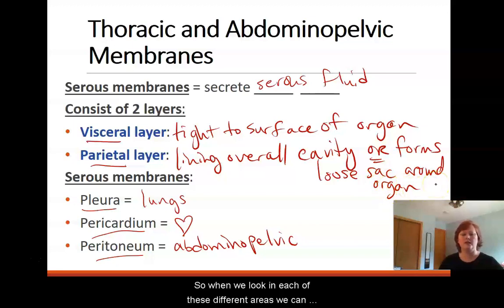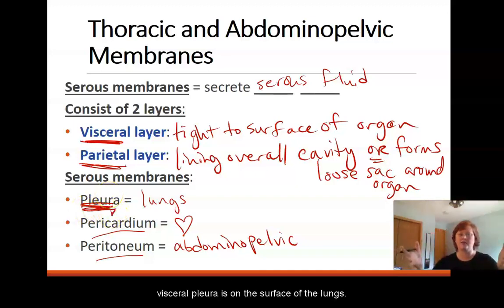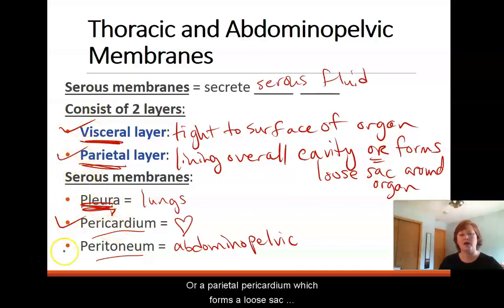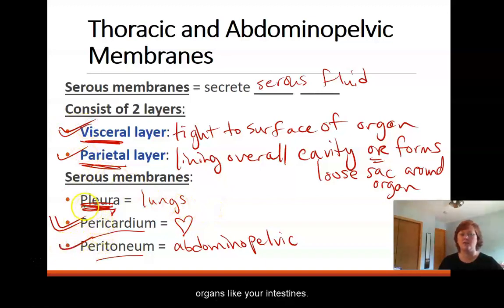So when we look in each of these different areas, we can have a visceral pleura or a parietal pleura. So the parietal pleura lines the thoracic cavity, and the visceral pleura is on the surface of the lungs. You can have a visceral pericardium, which would be tight to the surface of the heart, or a parietal pericardium, which forms a loose sac around the heart. You can have a visceral peritoneum, so that would be on the surface of your abdominal organs like your intestines, or you can have a parietal peritoneum that lines the abdominal pelvic cavity.